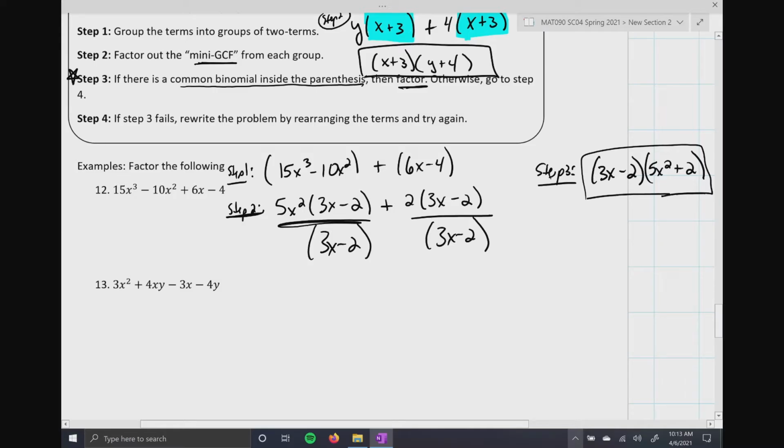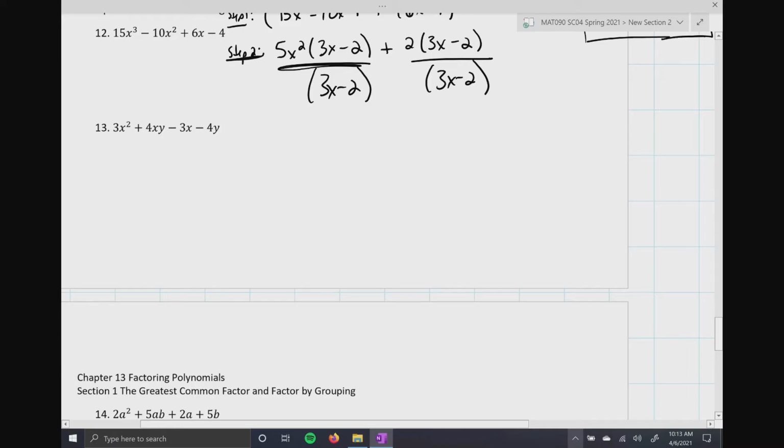All right. 13. 13, we need to be very careful. All right? In fact, let's put a star next to 13 because this one's super important. All right. So we have 3x squared plus 4xy minus 3x minus 4y. We have 4 terms, so I'm thinking factor by grouping. All right? So step 1 is to go ahead and create your groups.